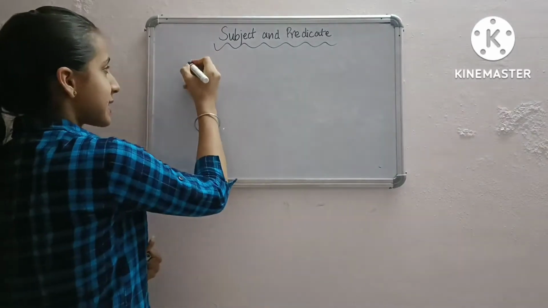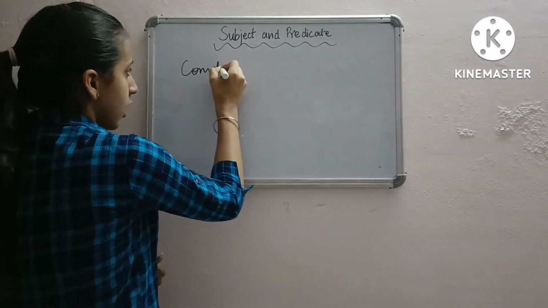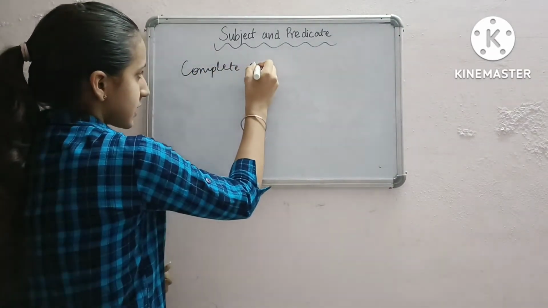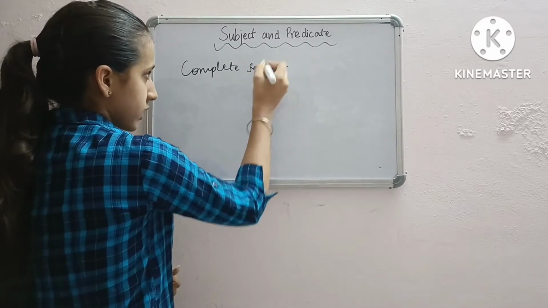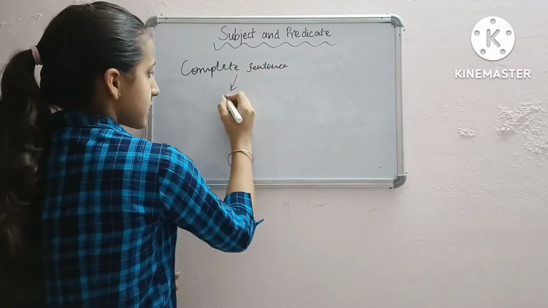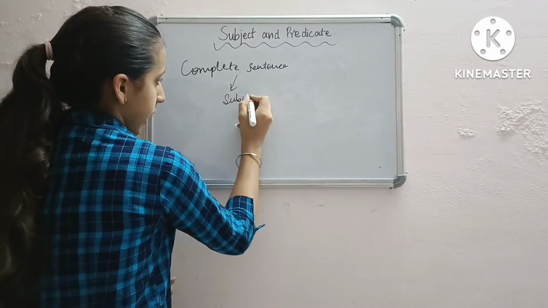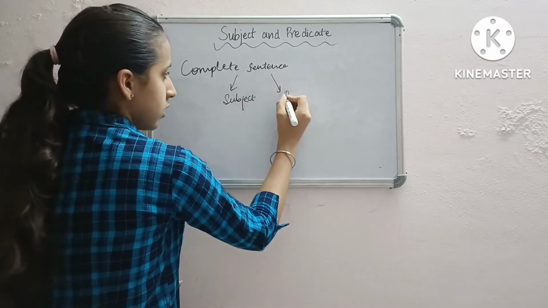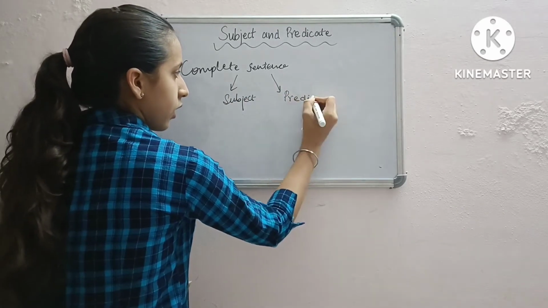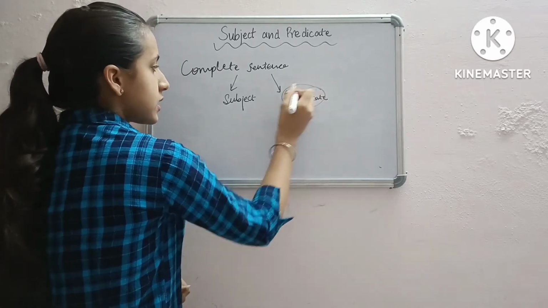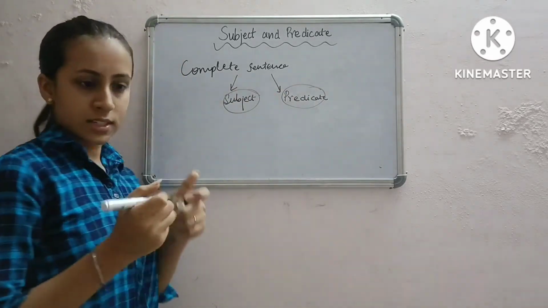Similarly, whenever we have a complete sentence, it is divided into two parts. One is the subject and the second is the predicate. Alright, so these are the two parts of a sentence.